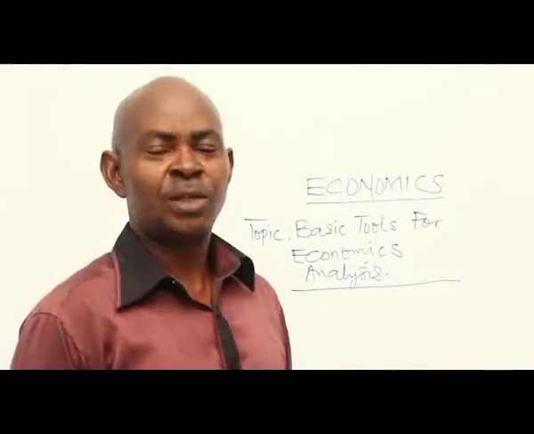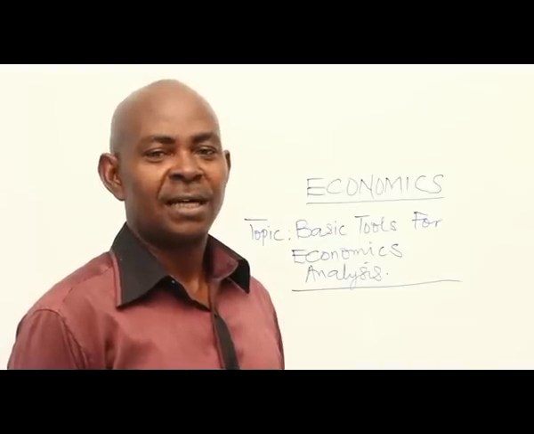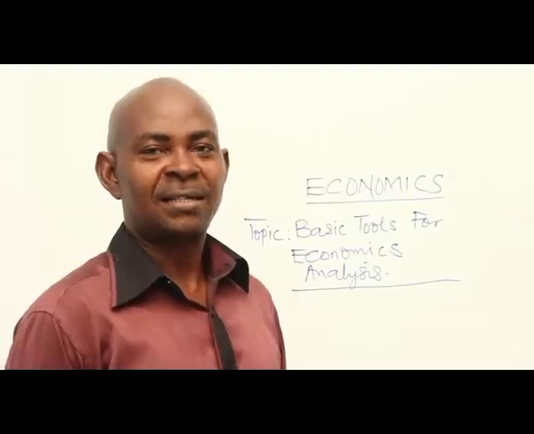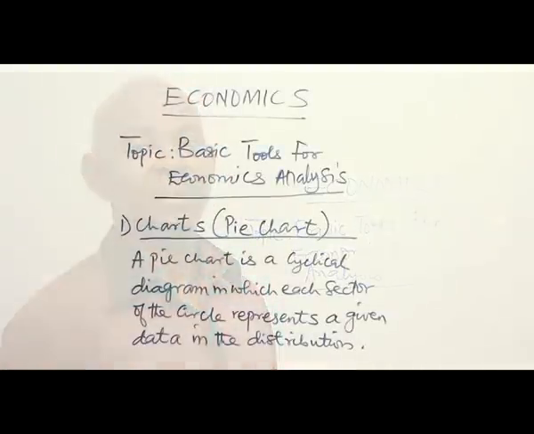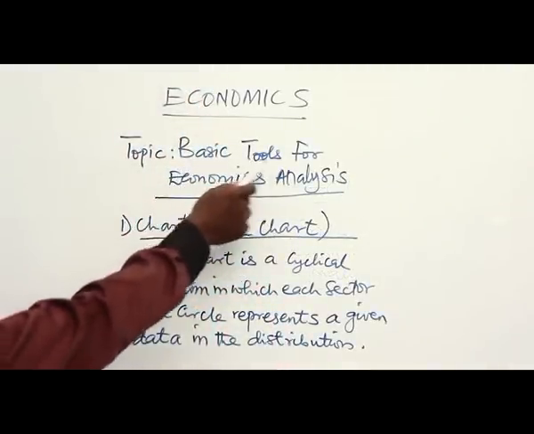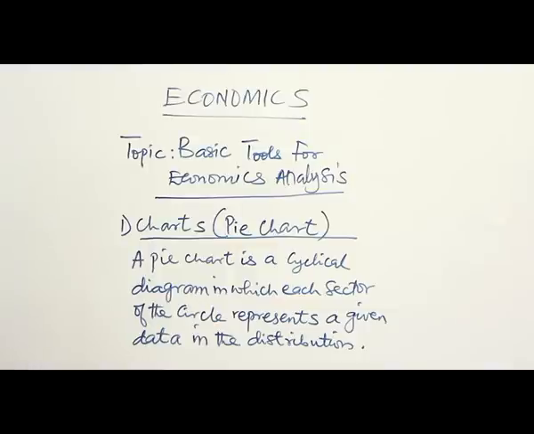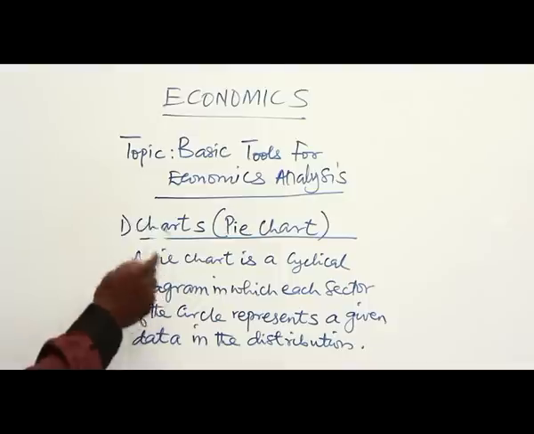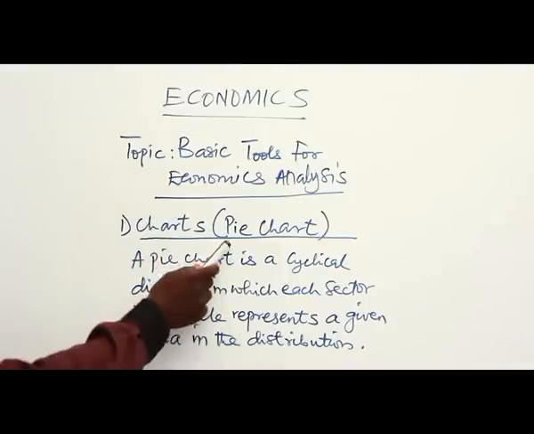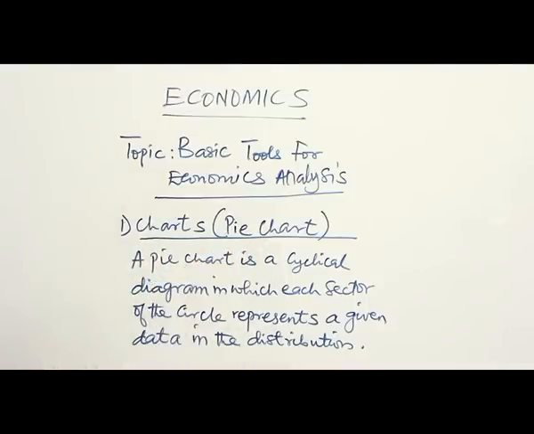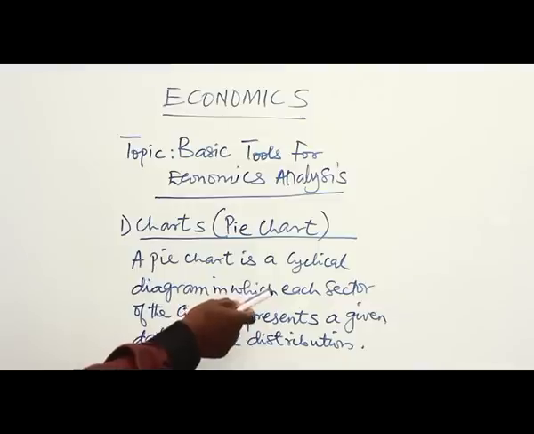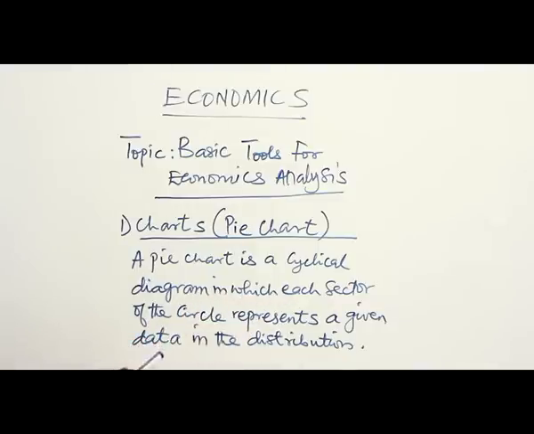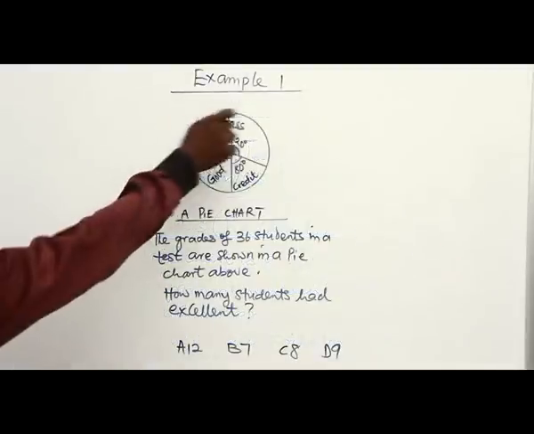The topic is Basic Tools for Economic Analysis, and we are going to consider charts, measures of central tendency, and measures of dispersion. Topic: Basic Tools for Economic Analysis. 1. Charts. Specifically, we are going to look at pie charts. By definition, a pie chart is a circular diagram in which each sector of the circle represents a given data in the distribution.